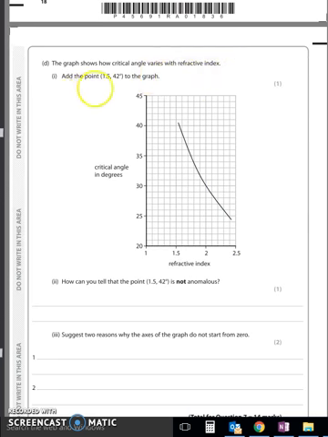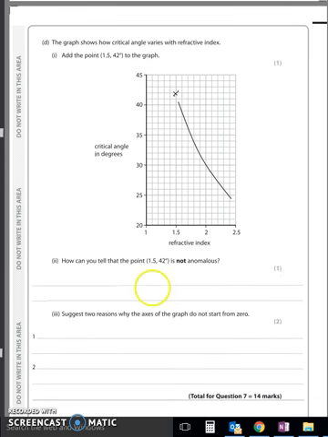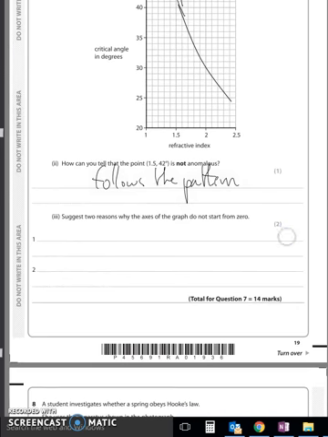Okay, so what they do then, the graph shows how the critical angle varies with refractive index. Add the point 1.5 and 42 to the graph, so we're looking for it to be along here, and 42, so we're looking for it to be there. How can you tell that the point 1.5, 42 is not anomalous? It follows the pattern or fits the trend. So it follows the pattern of the other data, so I know it wouldn't be anomalous because it's continuing on that pattern.